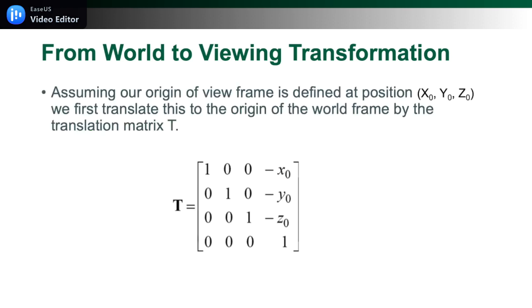Building on top of that, assuming the origin of the view frame is defined at position x0, y0 and z0, we first translate this to the origin of the world frame by translation matrix T. And translation matrix T looks like this, with our point P0 represented in x0, y0, z0, and they are negative, that means they are being translated back towards the origin.